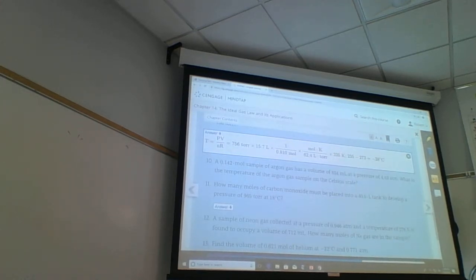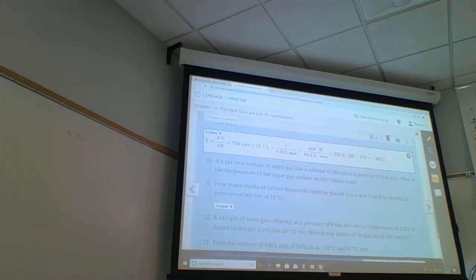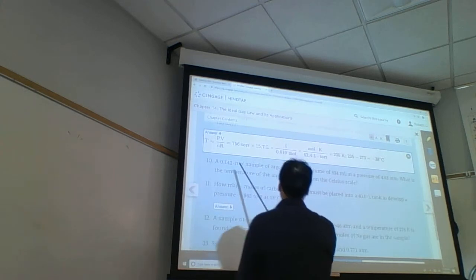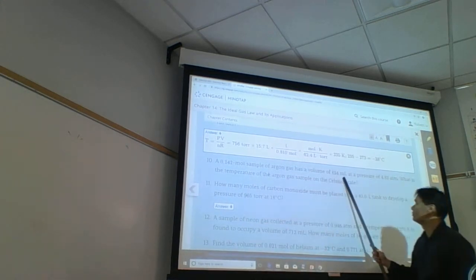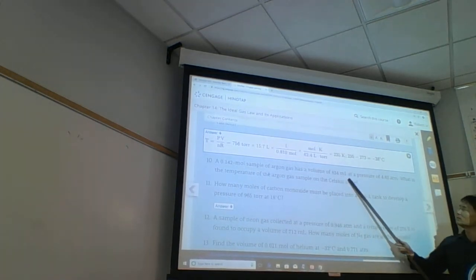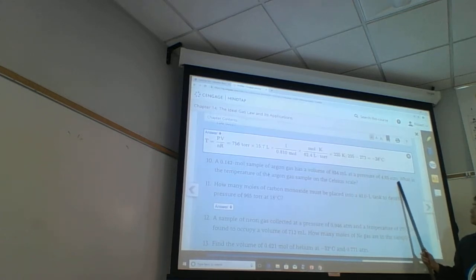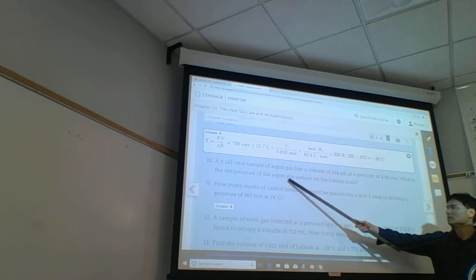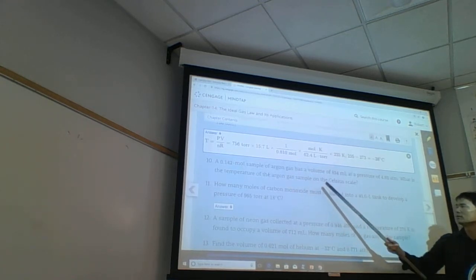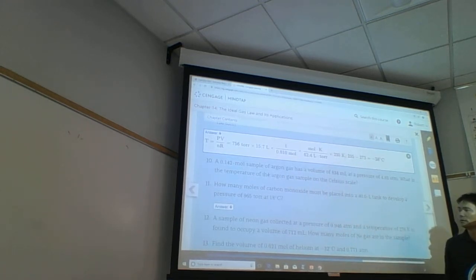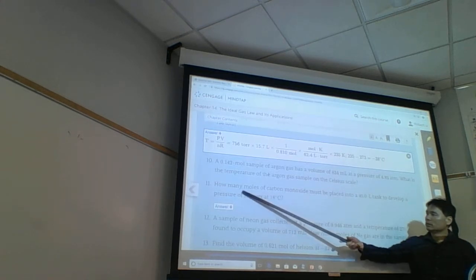All right, number 10 is the exact same type of problem. We have number 10, 0.142 moles, okay. 834 milliliters, so we'll have to convert that to liters. 4.83 atmospheres, we can leave that alone. And then what is the temperature? The temperature we're going to calculate is going to be in Kelvin, and then we have to convert it from Kelvin into Celsius. Okay, let's go on to number 11.